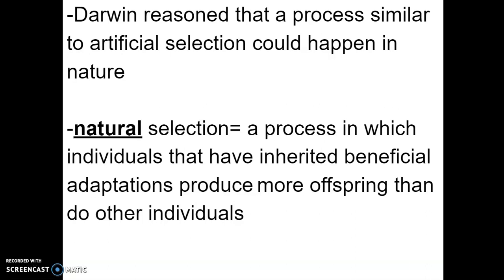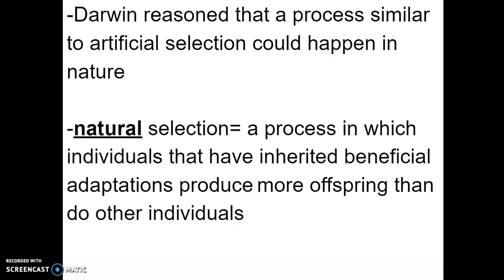So Darwin reasoned if artificial selection works in getting certain traits to come out, there has to be another process similar to that in nature. Okay, and he coined this phrase, natural selection. And this is the process in which individuals that have inherited beneficial adaptations, we've already seen that word before, produce more offspring than do other individuals.